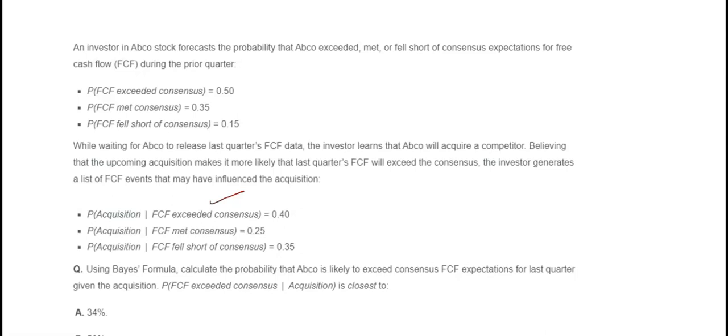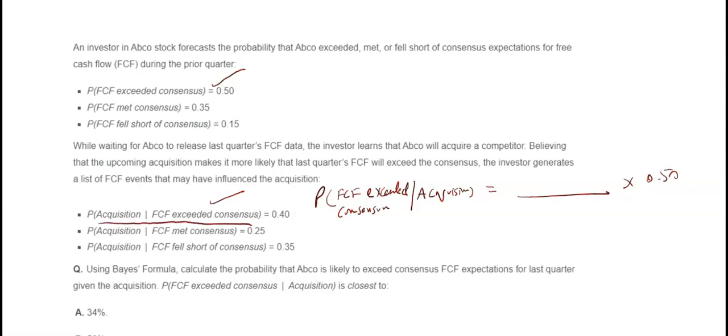So, using the Bayes formula, calculate the probability that APCO is likely to exceed consensus for the last quarter given the acquisition. So you want to calculate the probability of FCF exceeded consensus given the acquisition. What was the prior probability of exceeded consensus? That is 50%. Now in the numerator you will put the probability of acquisition given the exceeded information, that is 40%.